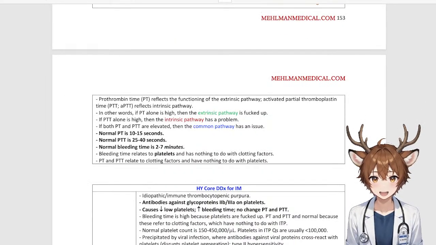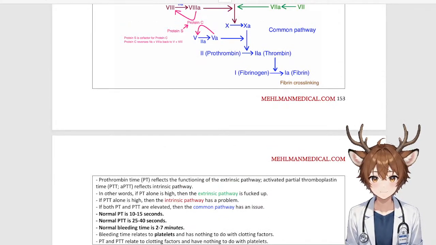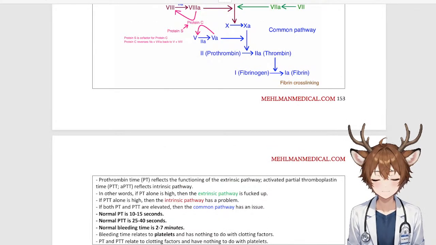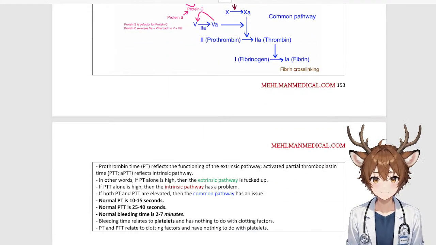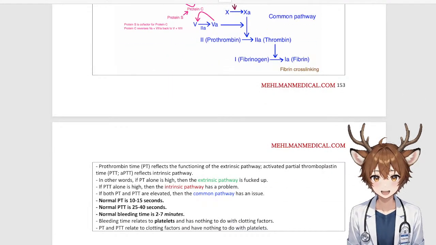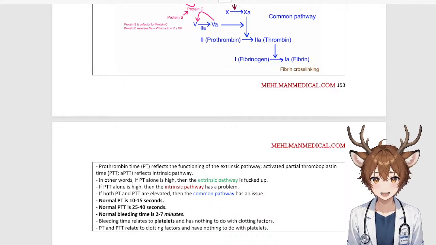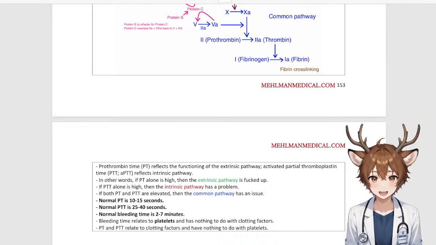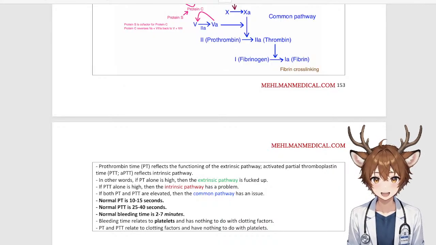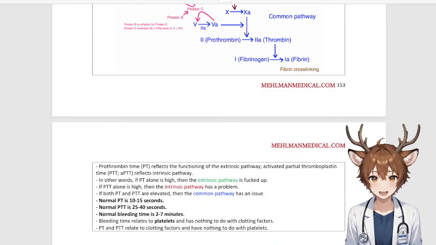Prothrombin time, PT, reflects the functioning of the extrinsic pathway. Activated partial thromboplastin time, PTT or aPTT, reflects the intrinsic pathway. So that's intrinsic right there. Again, if I were you, I would look it up on a different diagram online. In other words, if PT alone is high, then the extrinsic pathway is messed up. If PTT alone is high, then the intrinsic pathway has a problem. If both PT and PTT are elevated, then the common pathway probably has an issue.